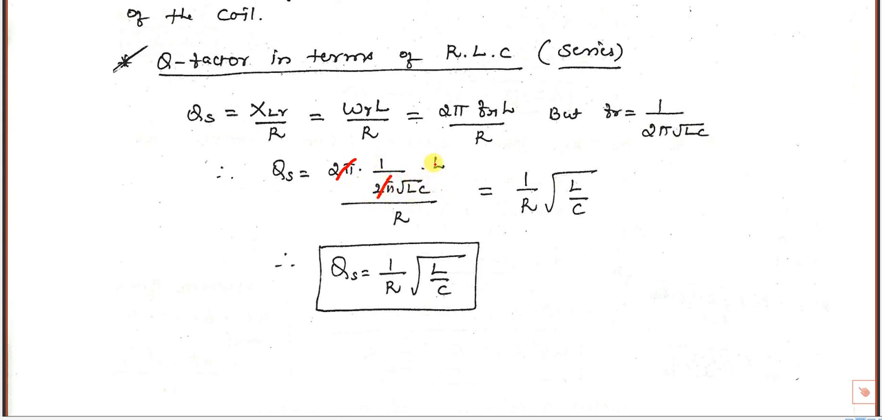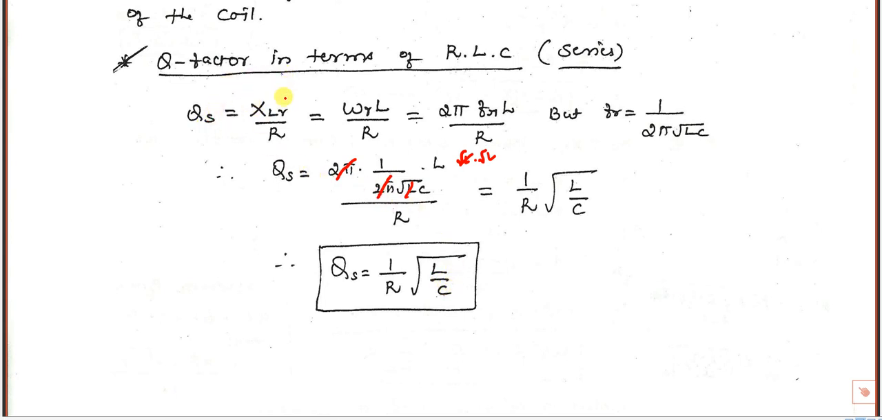And this L can be written as root L into root L. In that, root L will get cancelled. We are left with root LC, so root of L by C will come, and this denominator R will be there. So 1 by R root of L by C. This is also one of the formulas for quality factor. Quality factor is given by 1 by R root of L by C.